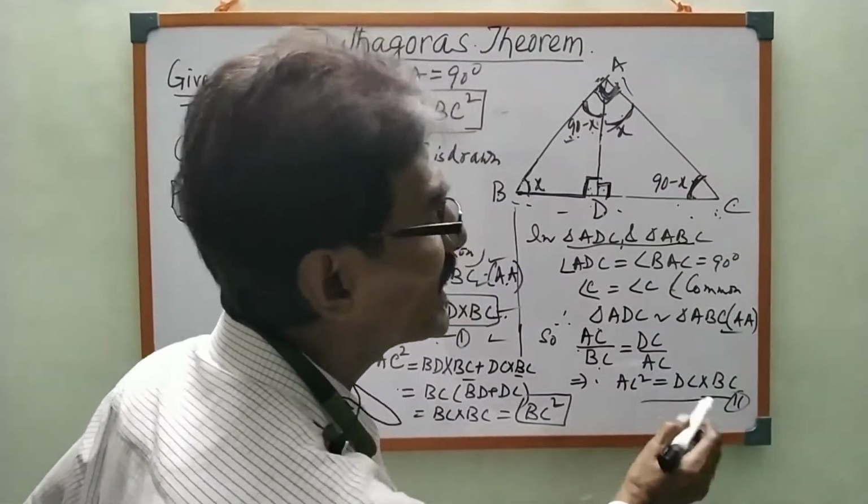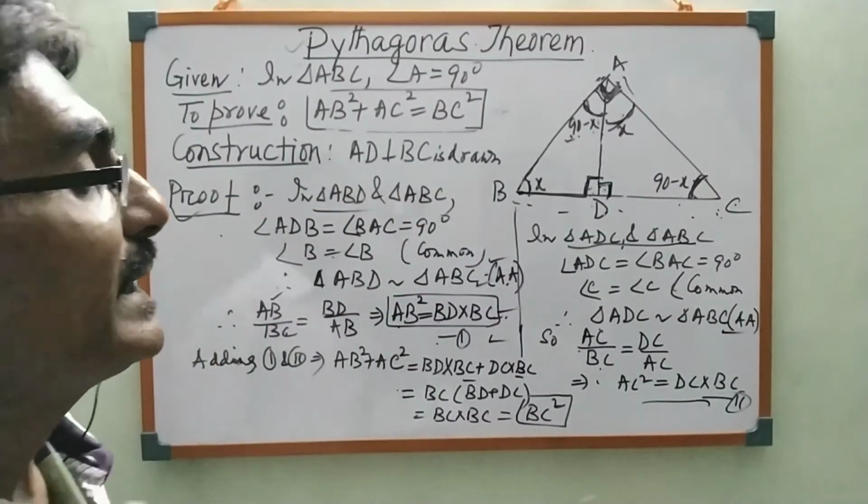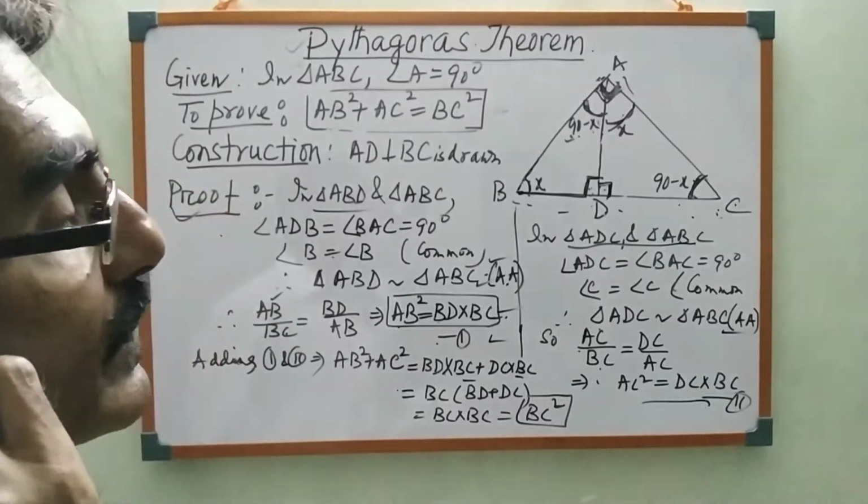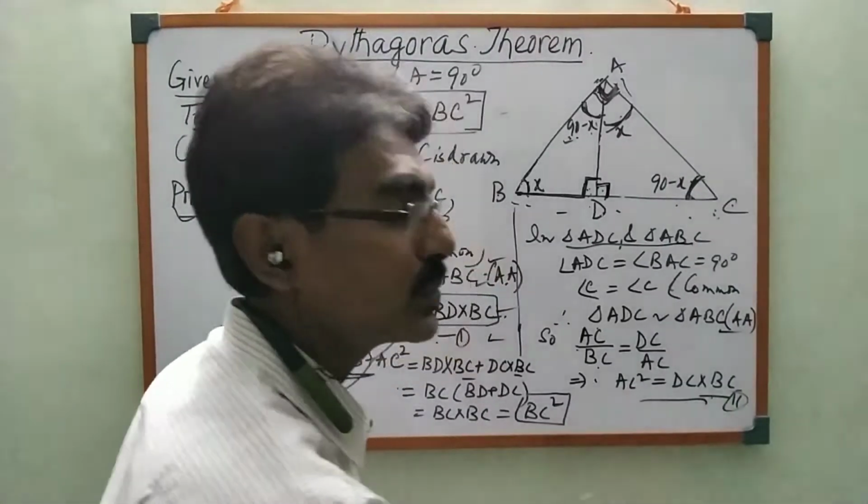So by cross multiplication, what are we getting? AC square equals DC into BC. This is equation number 2.